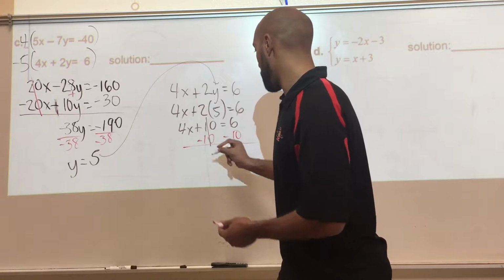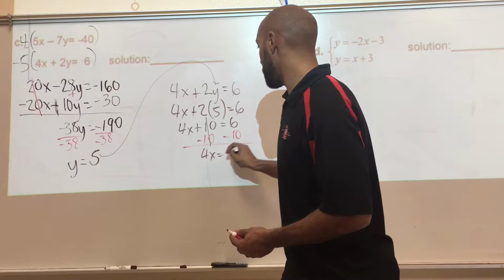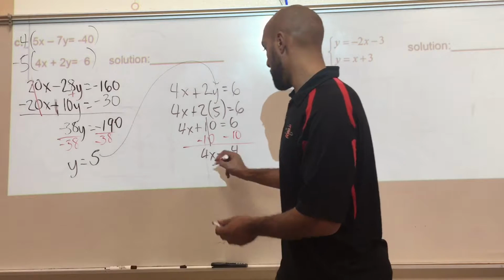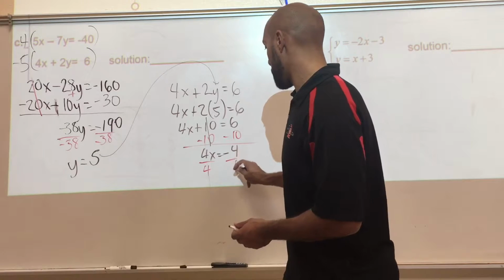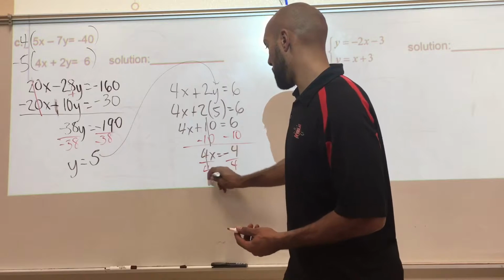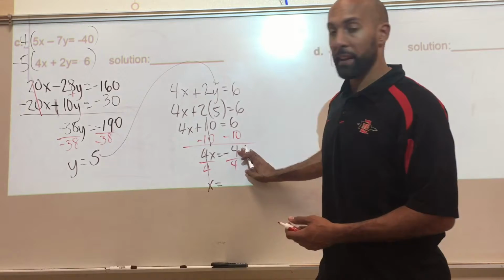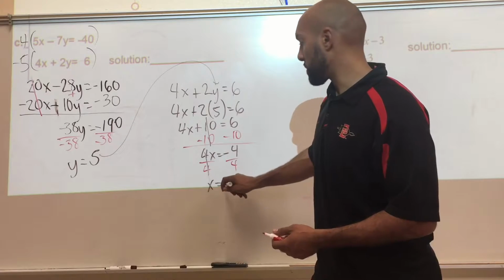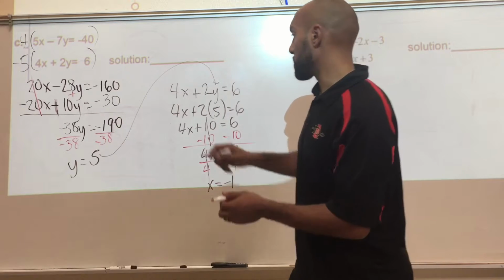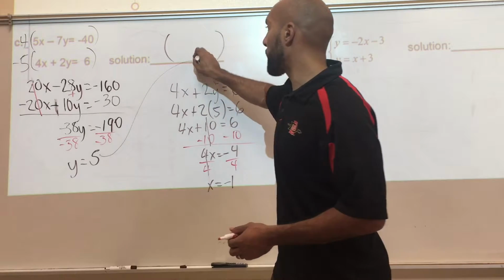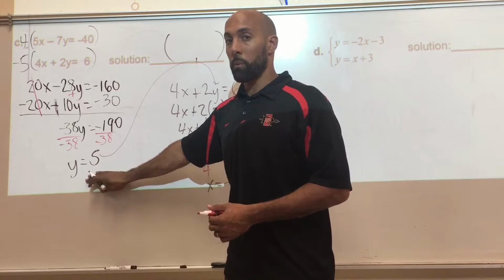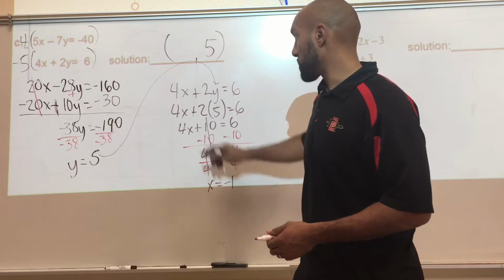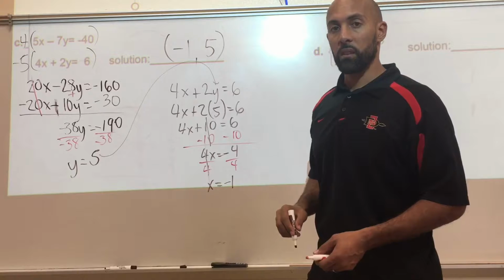Now I have 4x equals 6 minus 10 is negative 4. And then divide 4. X is equal to negative 4 divided by 4 is 1, but then negative divided by positive, negative. So there's my answer. Again, you found y first, but remember y always goes second in the parentheses, and x always goes first. Okay, so negative 1 and 5.